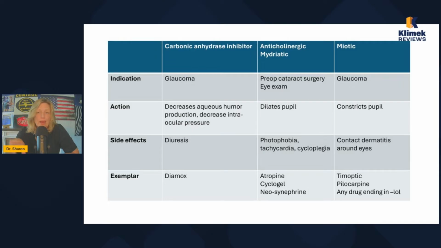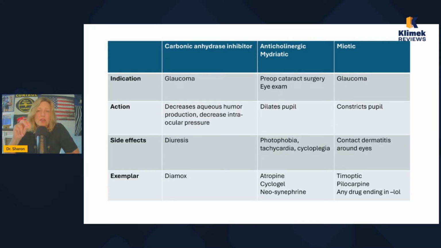First we have the carbonic anhydrase inhibitors and the miotics. But let's first talk about the carbonic anhydrase inhibitors. An example, I'm just going to go down to the exemplar, is Diamox. These are eye drops, y'all. These primarily don't have strong systemic effects. They can have some systemic effects, but they're fairly limited. Most of the symptoms are going to be associated with the eyes.